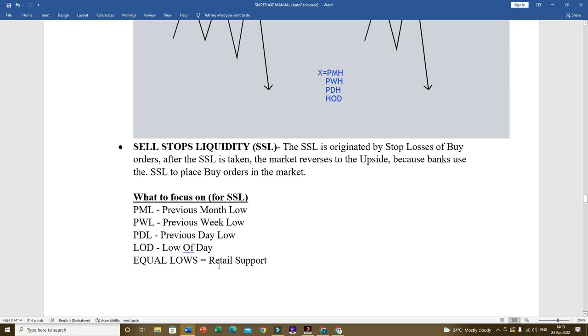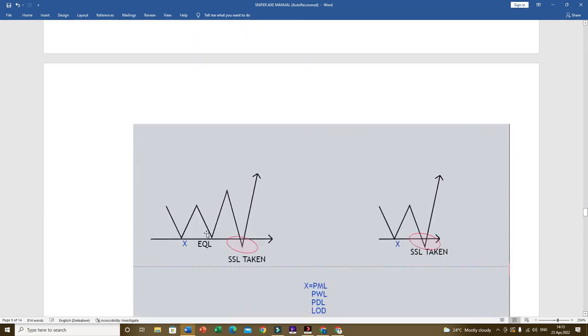Or retail support, right? So for retail traders, when they see price bouncing again on a certain zone, they will actually think that this is a strong support zone, right? So when price is coming to that zone for the third time, they actually think that this zone is going to hold, right?